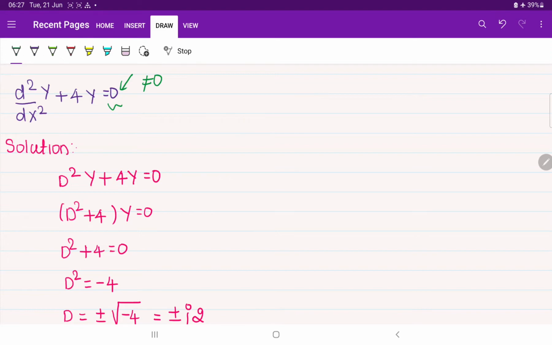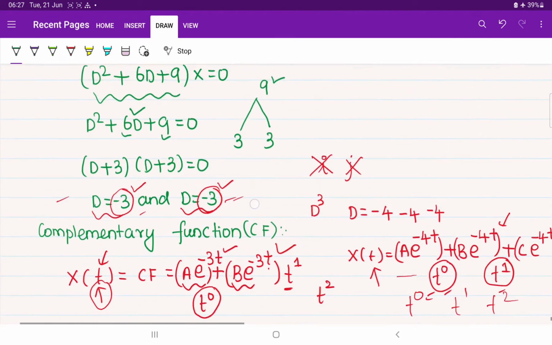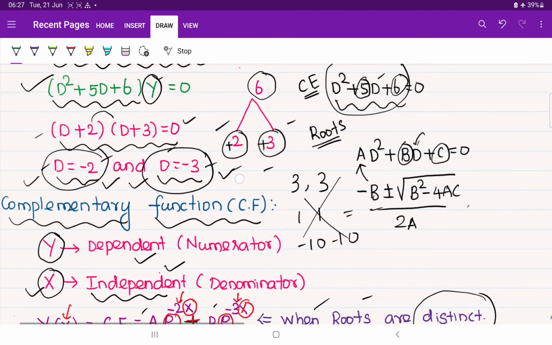Now, how will you write down the solution? As usual, the numerator variable is considered the dependent variable, and the denominator variable is your independent variable. So the solution is y of x equal to complementary function plus particular integral. Since the particular integral is 0 in our case, because the right hand side is 0, we will have only the complementary function.